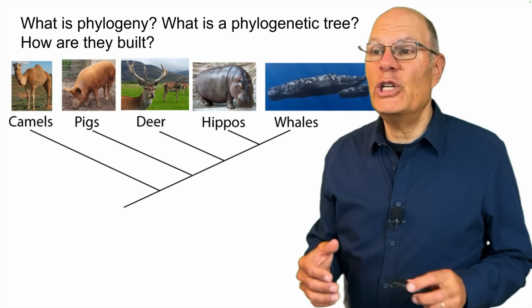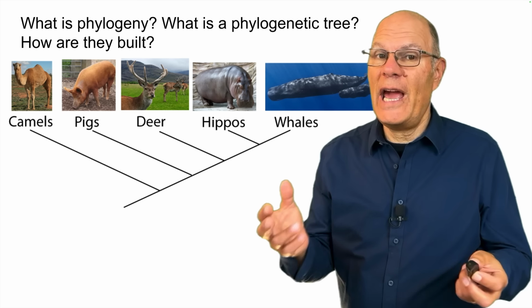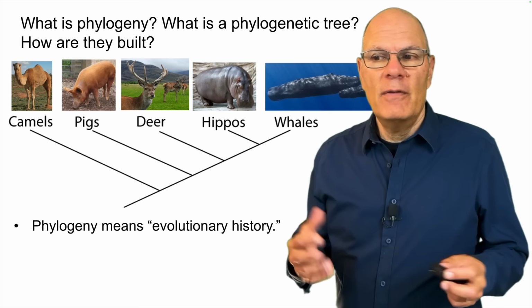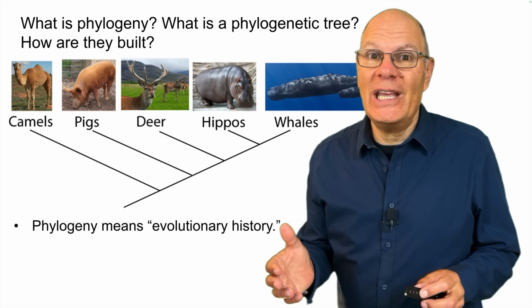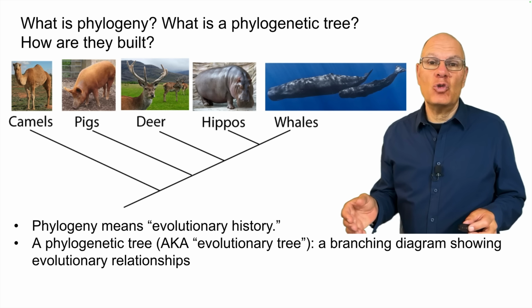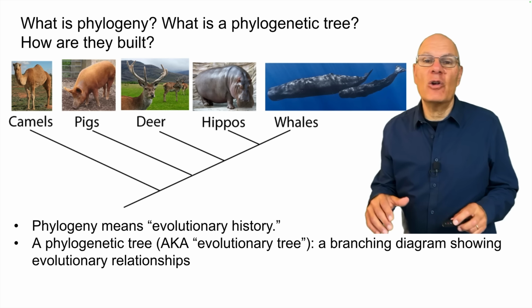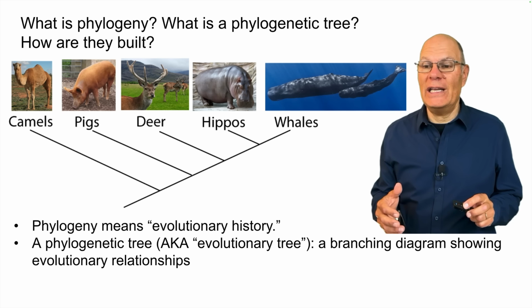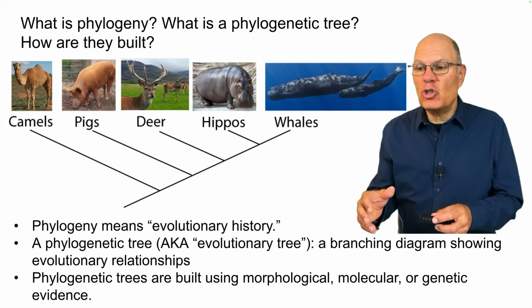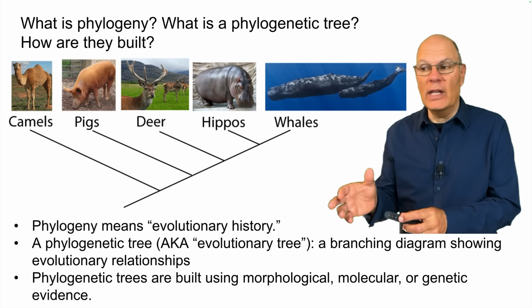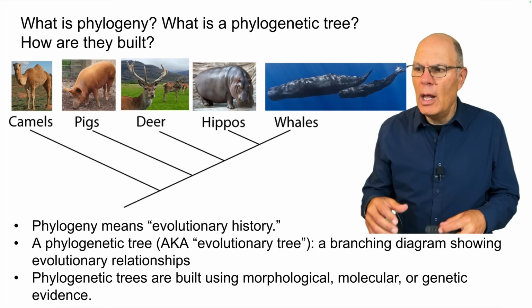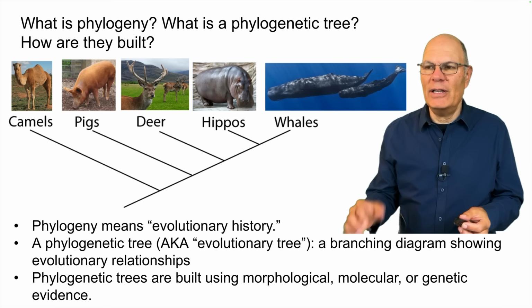Phylogeny. What is phylogeny? What is a phylogenetic tree? How are such trees built? Phylogeny means evolutionary history. A phylogenetic tree, also known as an evolutionary tree, is a branching diagram that shows evolutionary relationships. And phylogenetic trees are built using morphological, that means structural, molecular, or genetic evidence.